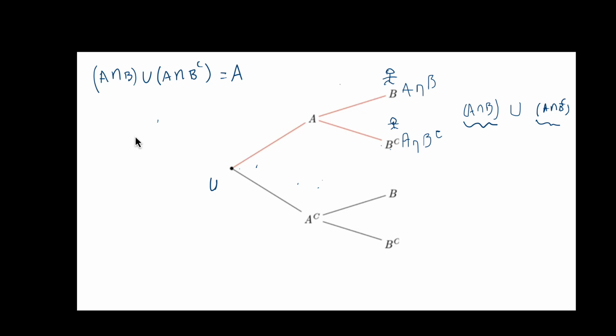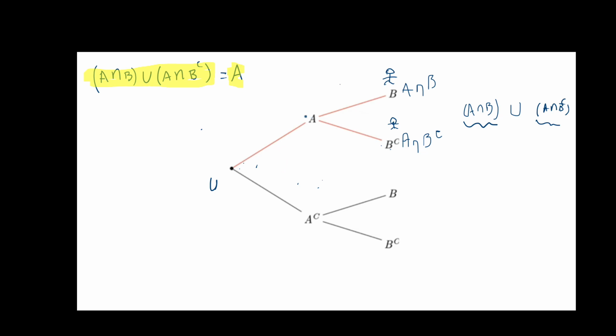So why is the left-hand side of this equation, this part here, equal to the set A? Well, by doing Venn diagrams, you can also predict that this will happen. But by drawing the trees, this is actually very straightforward. Think about it.